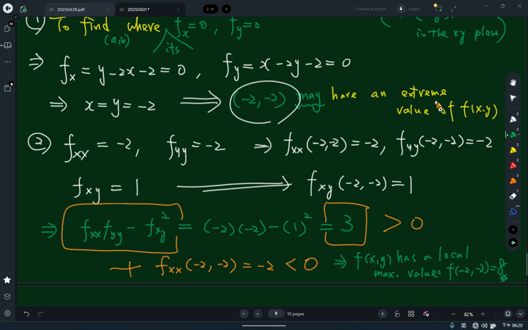Okay, no worry, I just gave you a simple example. Next week we can continue to focus on similar problems like this, and we can also use the discriminant and the rules to check if there is any extreme value there.